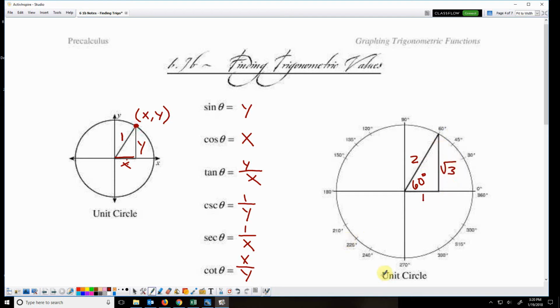Now it says down here this is a unit circle, but that's not exactly true because this is 2 units. So in order to turn this into a unit circle, we're going to divide all 3 sides by 2. So now we've got a radius of 1. So the x value here at 60 degrees is 1/2, and the y value is root 3 over 2.